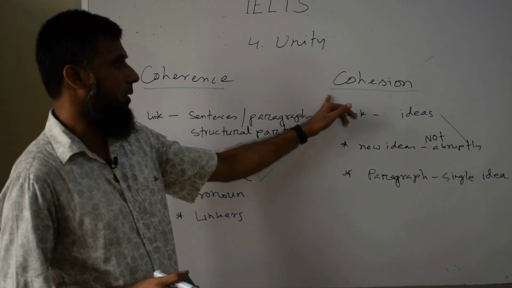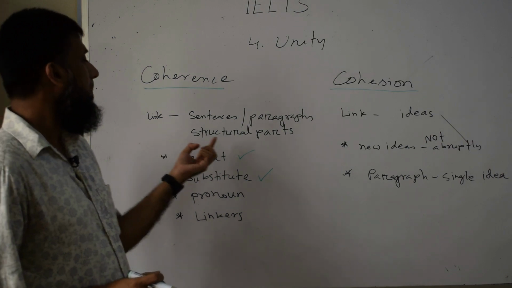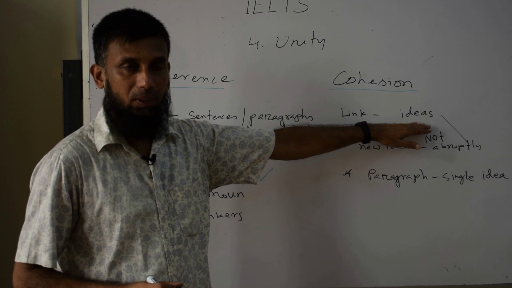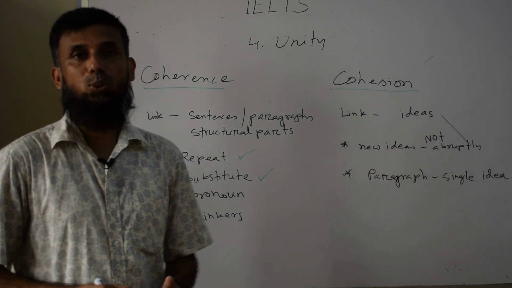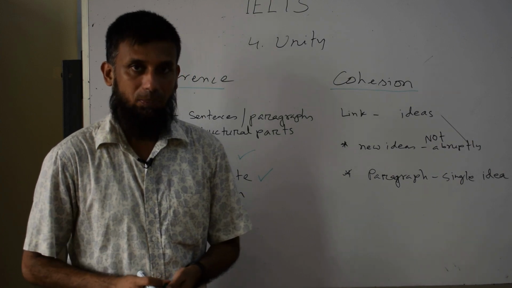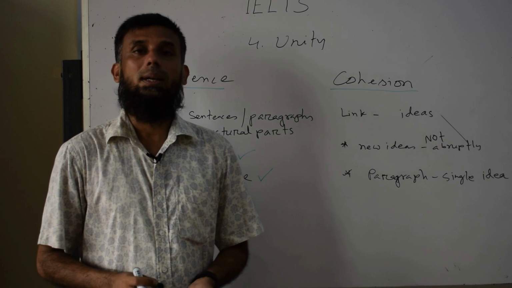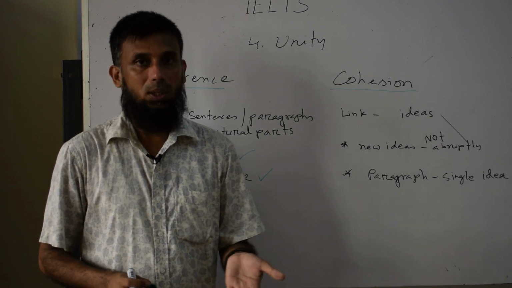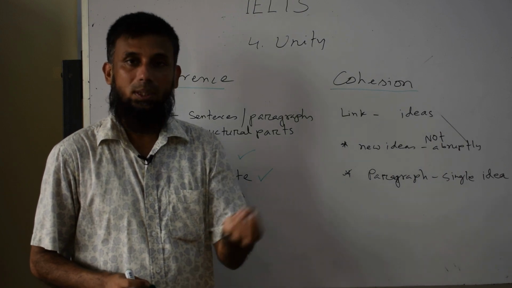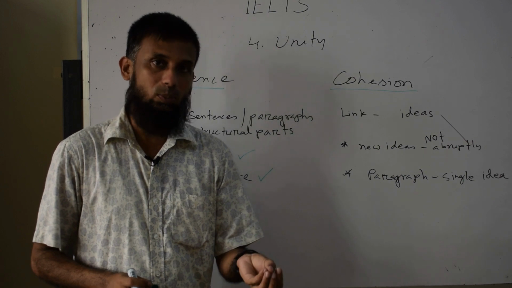Second type of unity is cohesion. While coherence is a link between structural parts, cohesion is a link between ideas. That is, in one essay, you have to describe or express one type of idea, one idea only. You cannot start a new idea abruptly. You are talking about one thing and you cannot start talking about a new thing or new idea abruptly, and you should have a link with the previous sentence or with the previous paragraph or with the previous ideas presented.